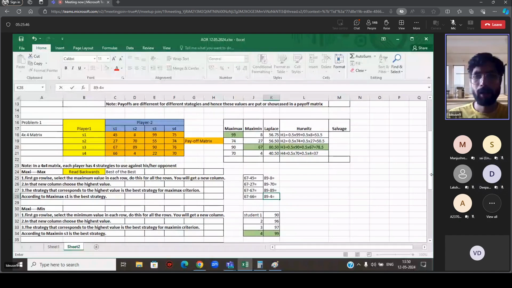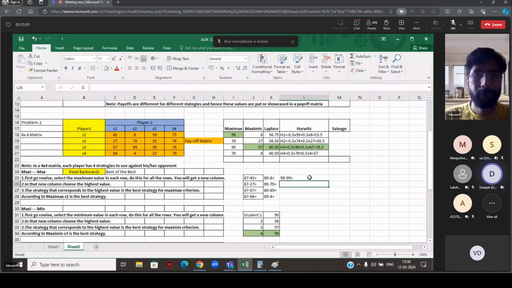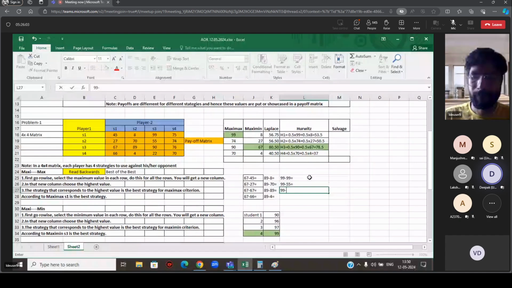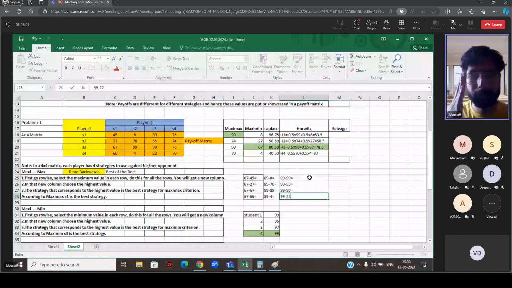Okay. In the next column, which is the highest? 99. 99 minus 55. 99 minus 20, and 99 minus 22. And in the next column, the highest is 76.